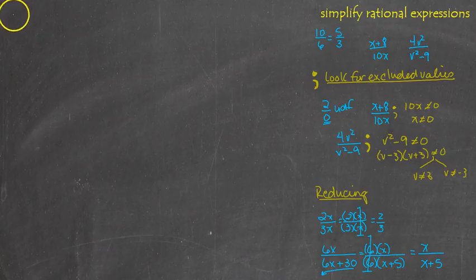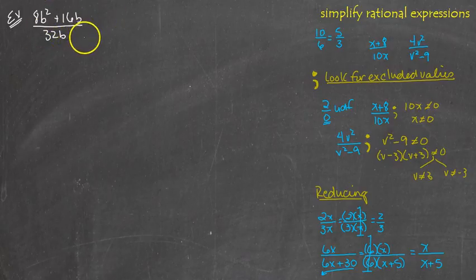So now let's do some examples where I work down the page. Notice I always use white when I'm doing examples that look like how I want your work to look. So let's do 8b squared plus 16b over 32b. Okay, so I want to factor the numerator and then factor the denominator.